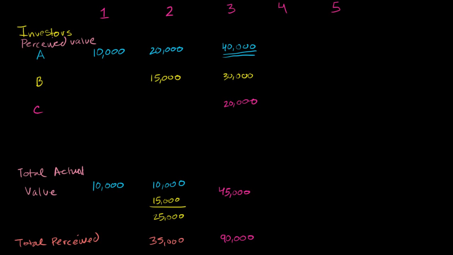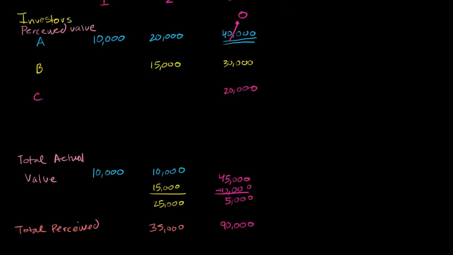So if this guy withdraws all of his money, so it goes to 0, it's a withdrawal, I have the cash to pay him. I have $45,000, even though people think there's 90. So I subtract out $40,000 right here. And there's only $5,000 left in the bank account. And since this guy withdrew his money, the perceived value, this 40,000, is no longer there. I gave the guy the cash. The perceived value now is 50,000.